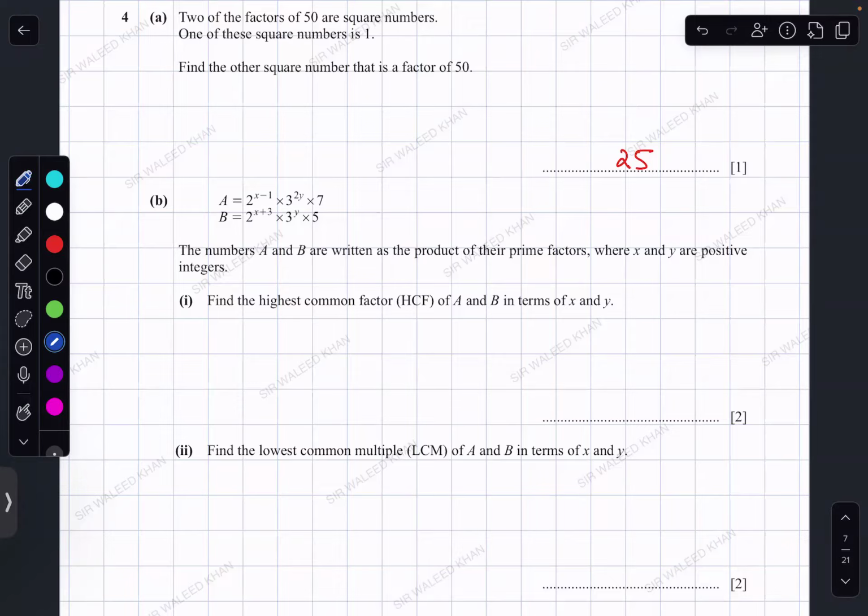So this over here, find the highest common factor, HCF, of A and B in terms of X and Y. Mohammad Amir, are you listening? Yes, sir. Switch on your camera and tell me, how will I find the HCF of this? Any idea?